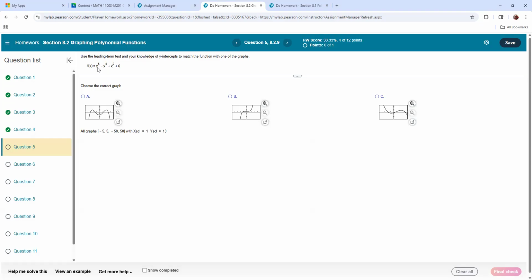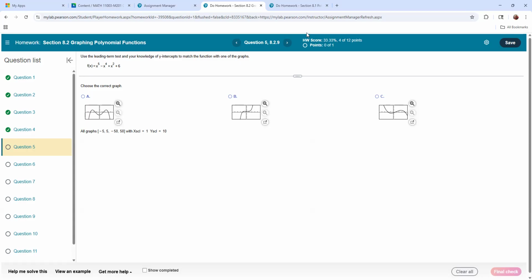Like here, this is an x to the 5th minus x to the 4th plus x squared plus 6. Now, do you see down here they're saying all graphs are -5 to 5, -50 to 50? They're telling you if you want to graph it, this is what your window will look like. -5, +5 are your x values. -50 to 50 are your y values. And then it's saying do the scale at 1 for x's and 10 for y. So let me show you how you would do that one on your calculator.